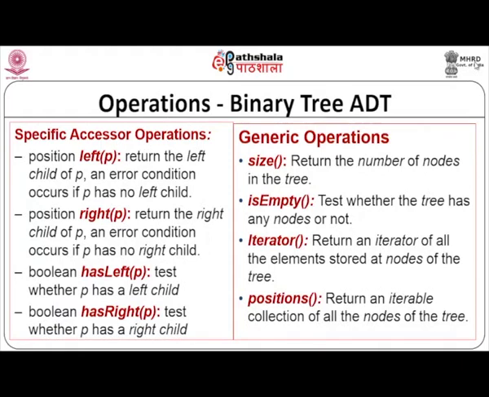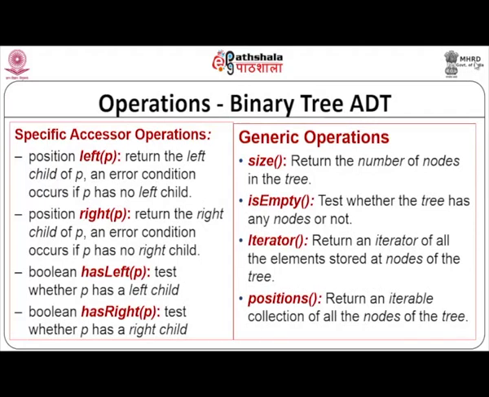This is specific to the binary tree ADT. Position left of P returns the left child of P, an error condition if P has no left child. Right of P returns the right child of P and gives an error if there is no right child. Boolean has left tests whether P has a left child, and has right, again a Boolean function, just tests whether P has a right child.